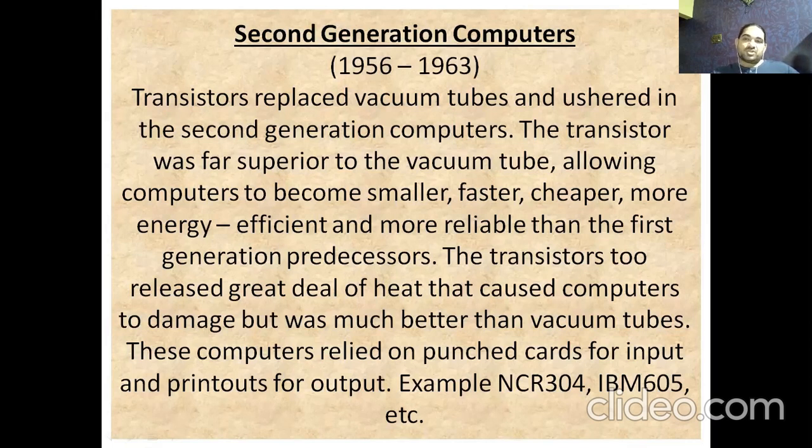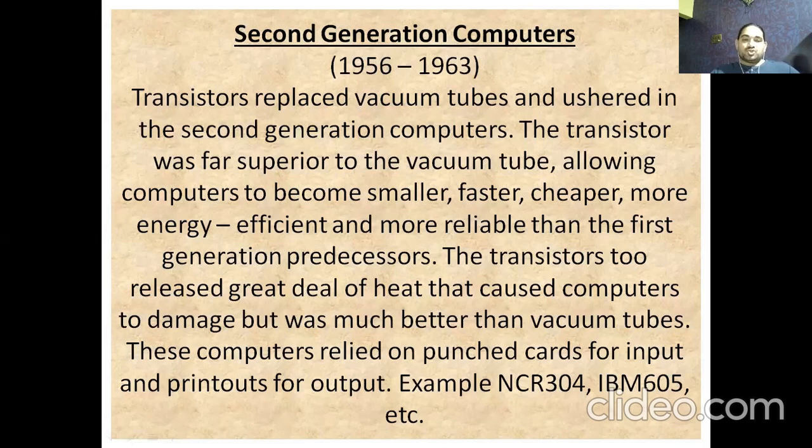Vacuum tubes, generally like a washing machine pipe you must have seen. When you drain the water, the water just goes from the machine to the outlet. Those pipes were called vacuum pipes. They were replaced by transistors, allowing computers to become smaller, faster, cheaper, more energy efficient, and more reliable than the first generation computers.